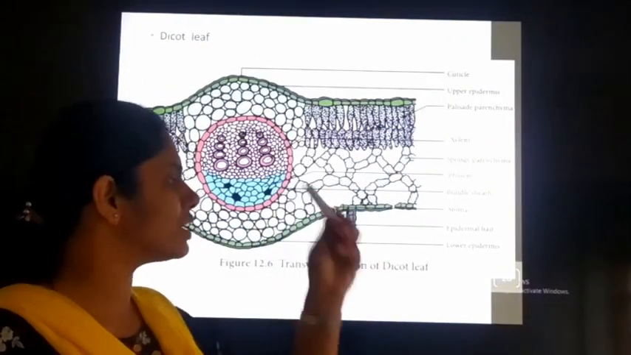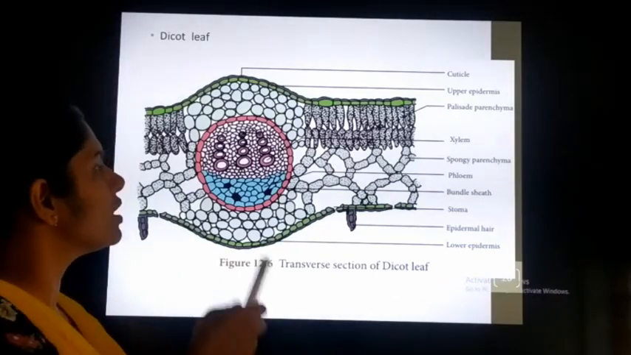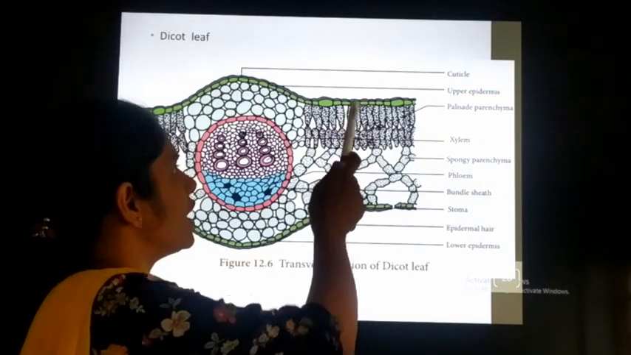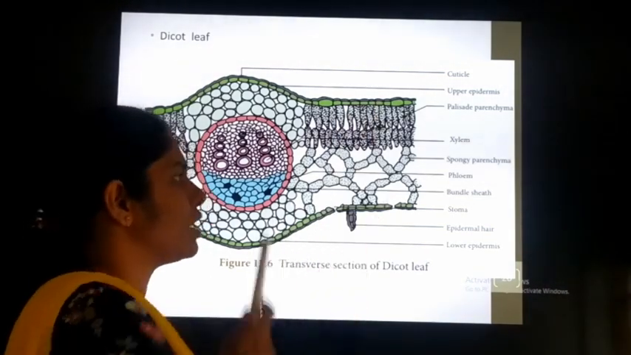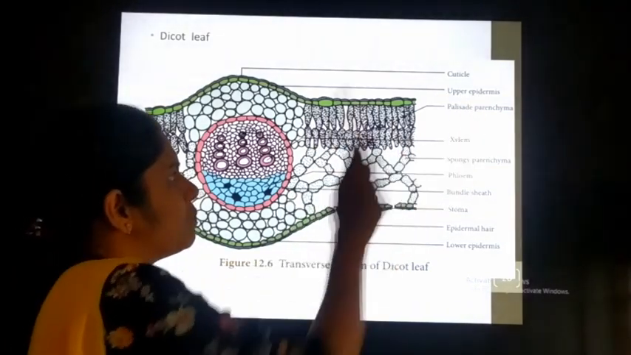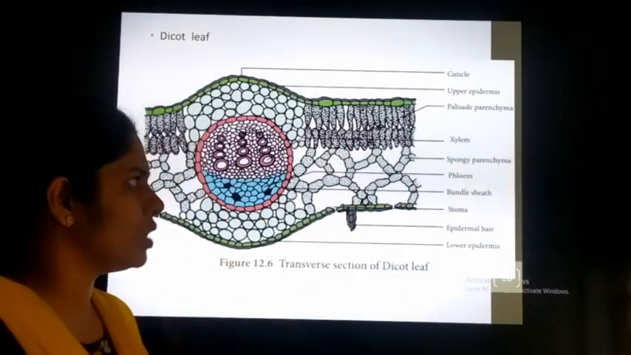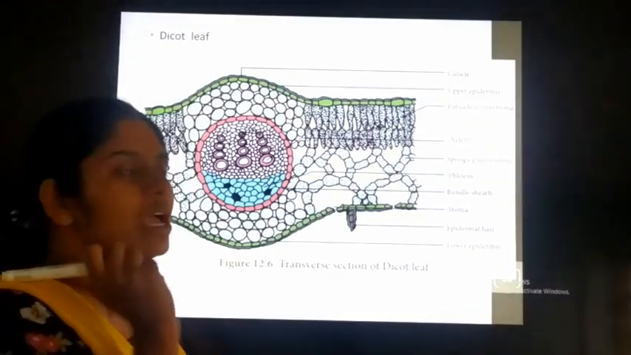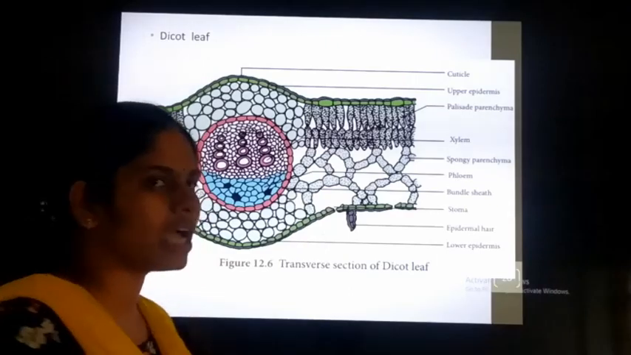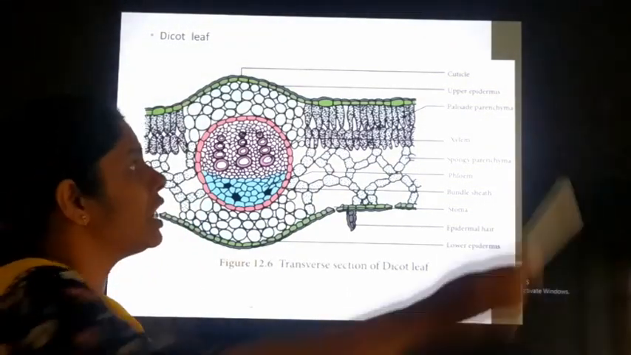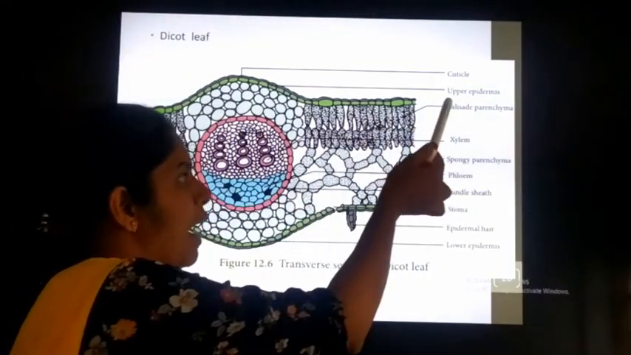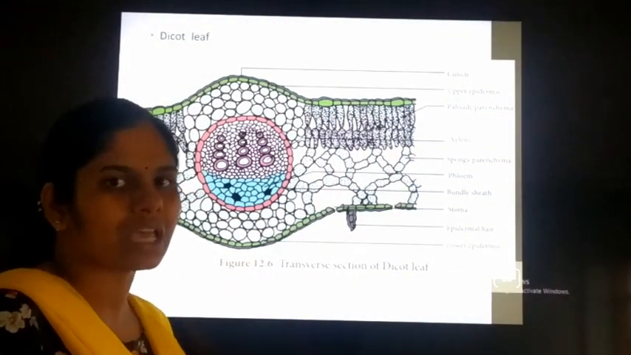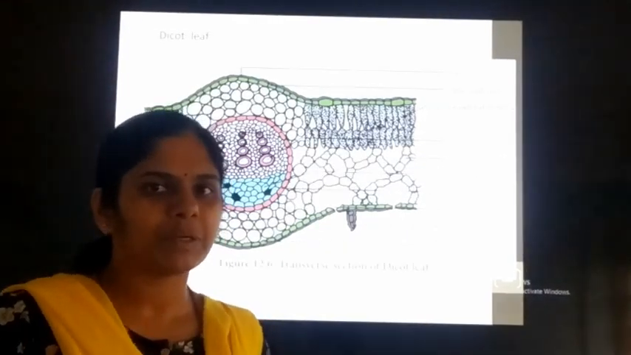When we take the anatomical view, the vertical section of a dicot leaf mainly consists of two epidermis layers, the upper epidermis and the lower epidermis. The upper epidermis is otherwise called the abaxial epidermis and the lower is called the adaxial epidermis.